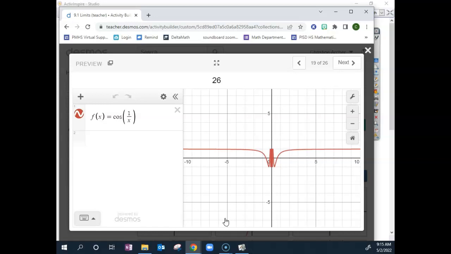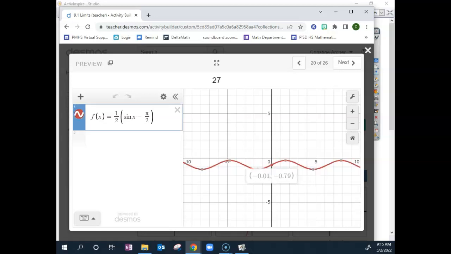So next I have the limit as x goes to 0 of the cosine of 1 over x. What's happening here? Oscillation, so it doesn't exist. So at 0, I get a negative pi over 4. So that's your limit. Am I on the right one? Yep. Okay.